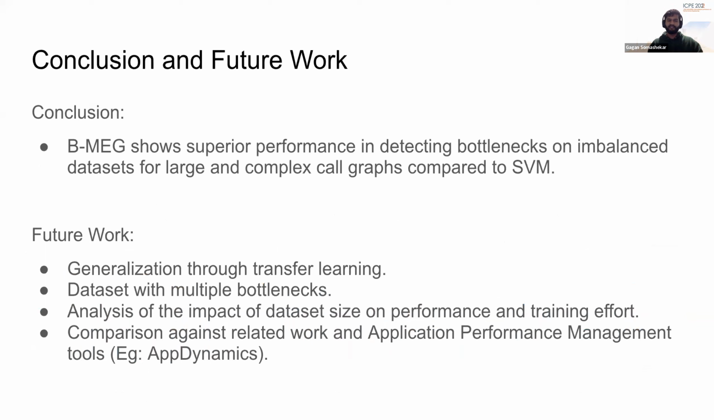I just stated the conclusion in the previous slide. So BMEG's performance motivates us to explore it more. Coming to the future work, we want to evaluate how well GNN-based models generalize through transfer learning. And I talked about how the dataset only has a single bottleneck per trace. So another future work would be to create and open source traces that have multiple bottlenecks.